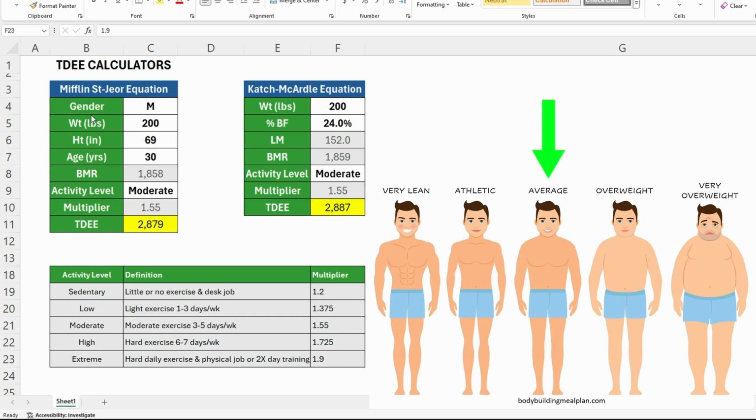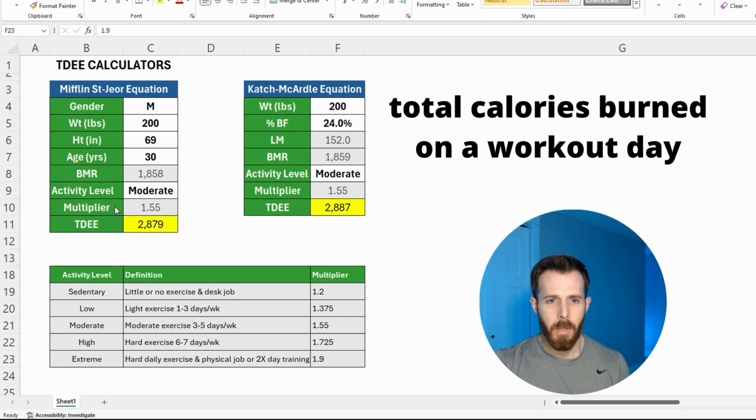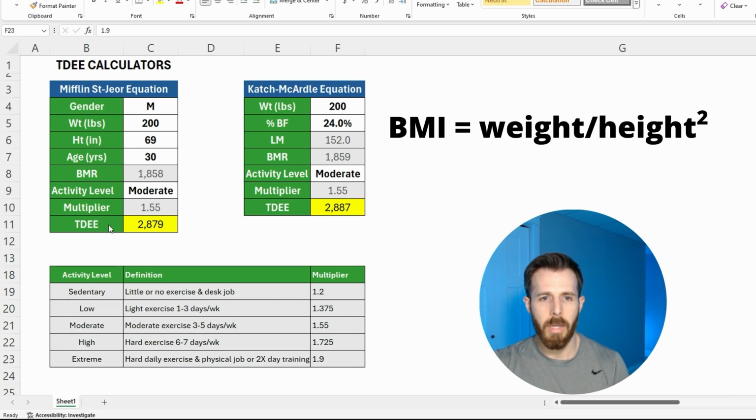So in this example, we've got a 200-pound male. He's 5'9" and 30 years old. And based on this calculation, his BMR would be 1,858 calories. And then if we apply a moderate activity level, the multiplier is 1.55. So his TDEE comes out to 2,879 calories. Now, the downside to this equation is that it doesn't account for body composition. So like BMI, it doesn't account for how much muscle or how much fat you have.